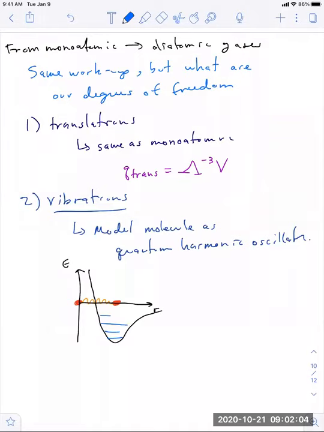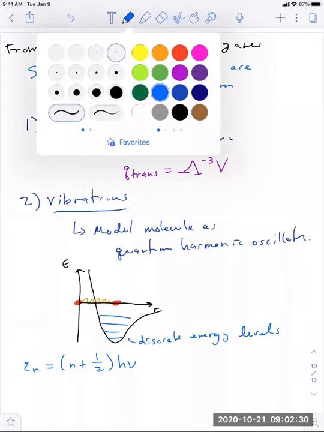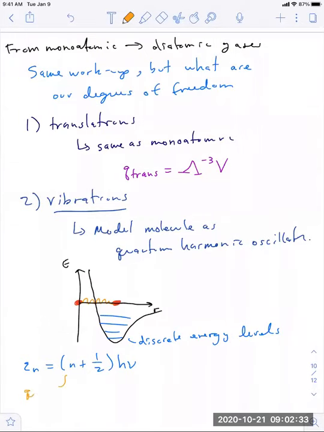And we know it's a quantum system, so these energy levels are quantized or discrete. We can write an expression for these energy levels: epsilon sub n equals n plus 1/2 times Planck's constant times the frequency of these vibrations. Here n is our quantum number or state number, Planck's constant is h, and this is the frequency, nu. This 1/2 comes from the zero-point vibrational energy in a harmonic oscillator.